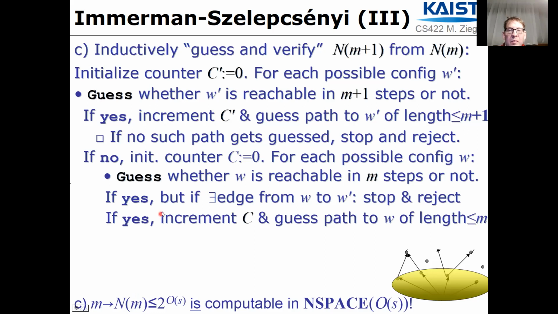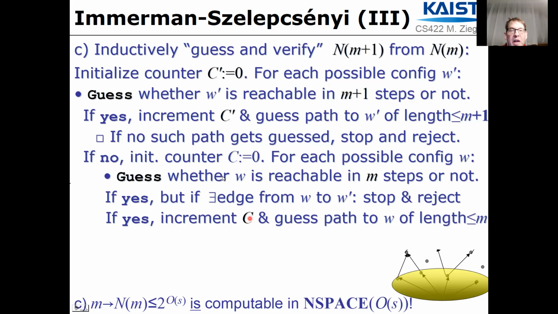However, if there is no such edge, then there's a candidate for W prime to indeed not be reachable. But first we need to verify this guess, namely the guess that W is reachable within m steps. And this is what we've done so far.